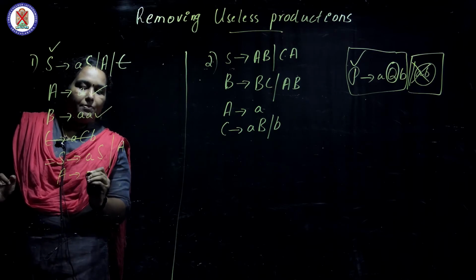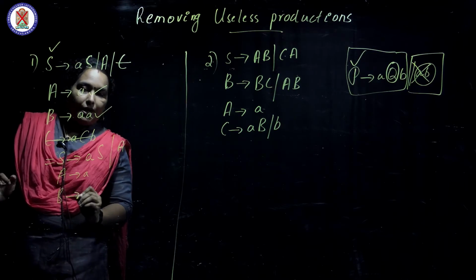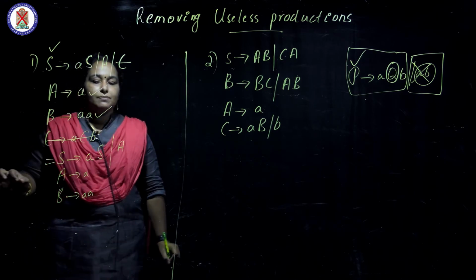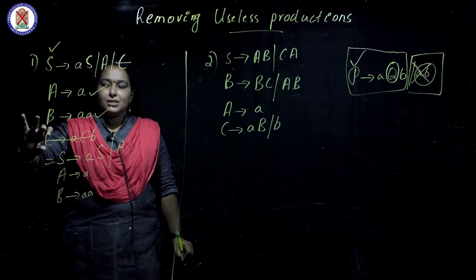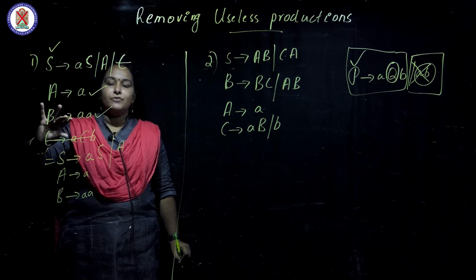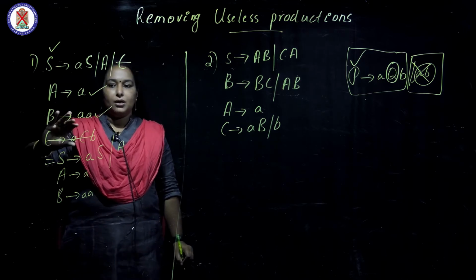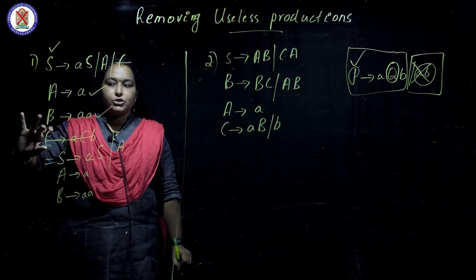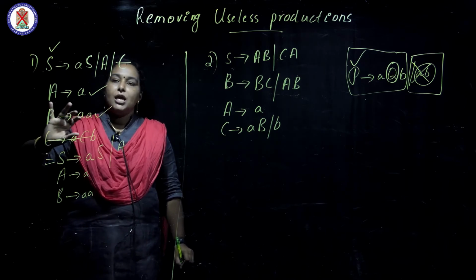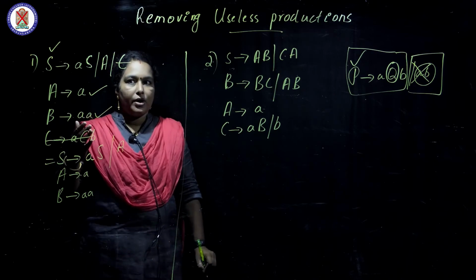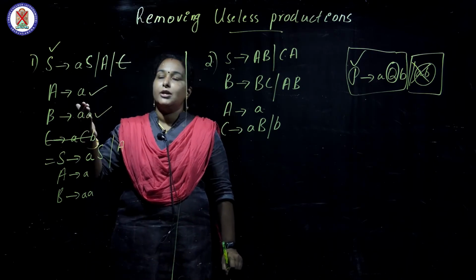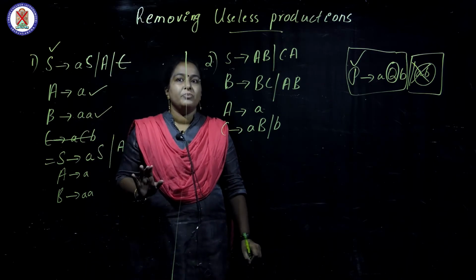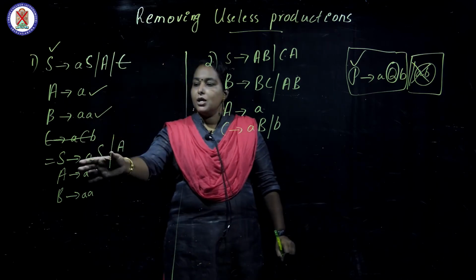S gives AS or A, A gives a, or B gives AA. Okay, that's very simple. You must look into the useless production, that is, a production which has no terminal derivation, that is called useless. So that non-terminal is avoided. If that non-terminal production is avoided, wherever the non-terminal comes, that also becomes avoided. Okay, so we get this.